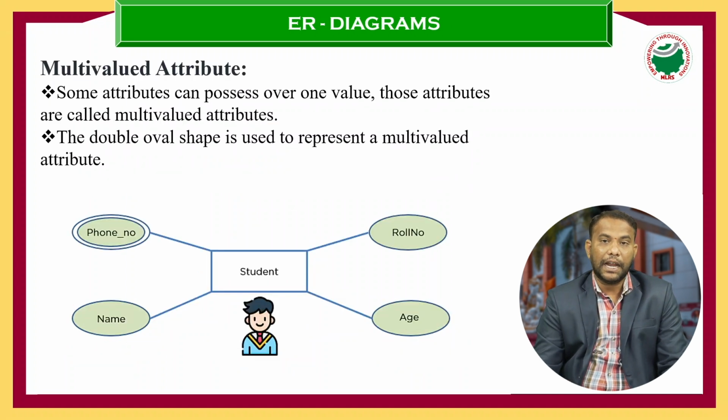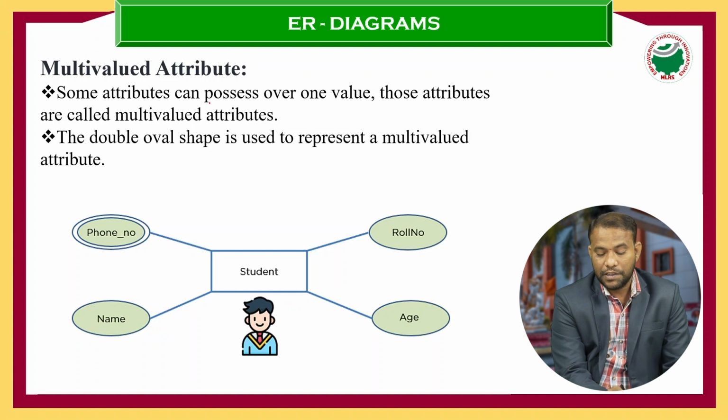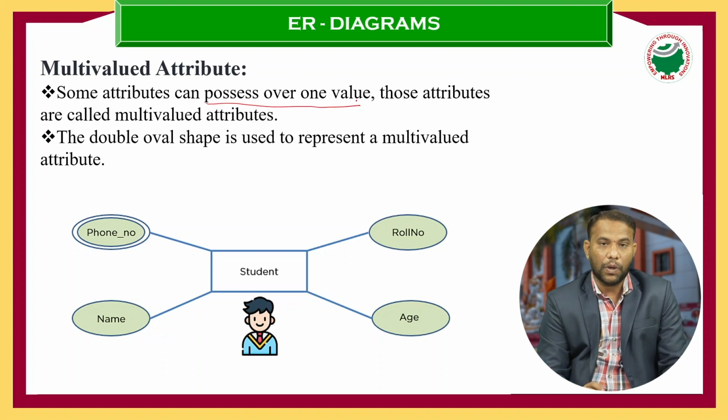Next, multi-value attribute. Some attributes that can possess more than one value are called multi-value attributes. See, possess more than one value. Those types of attributes are called multi-value attributes.